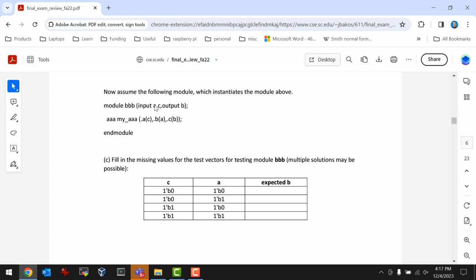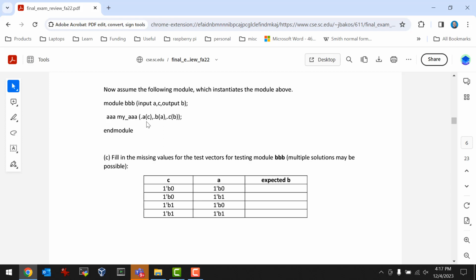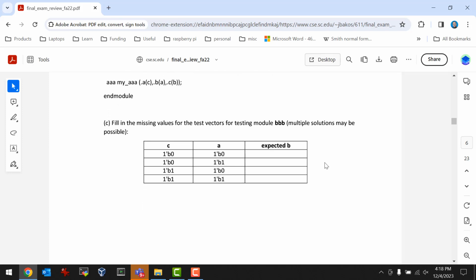Okay, assume the following module, which instantiates the module above. So this is a wrapper. Module BBB is wrapping around module AAA, and it's obnoxiously changing the inputs. It's associating C in BBB with A in AAA, and A in BBB with B in AAA. So basically, this is the same table. You just have to pay attention to the scrambled input values. Any questions about that? Okay.